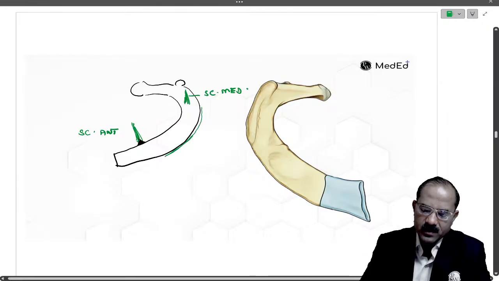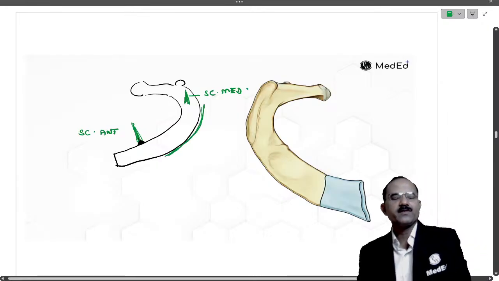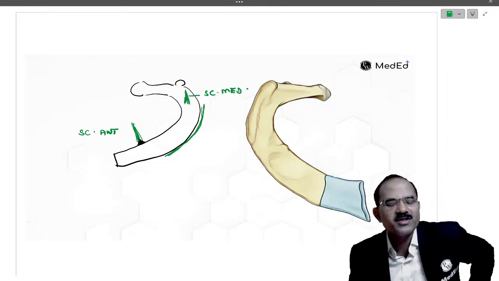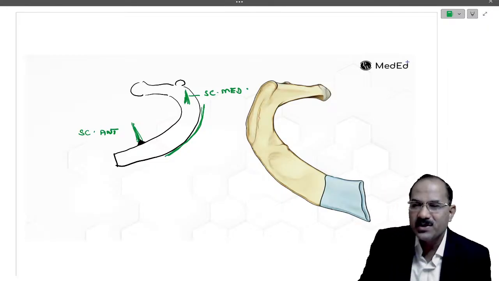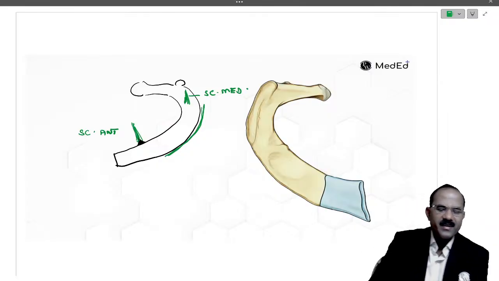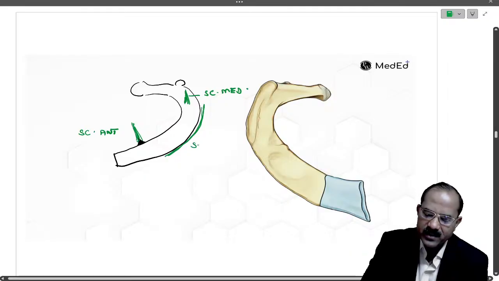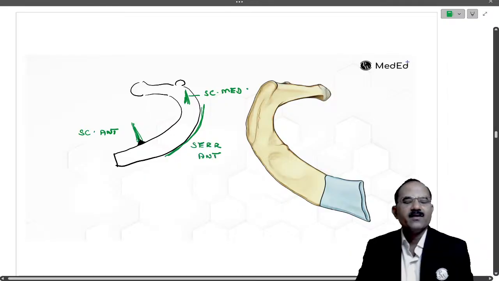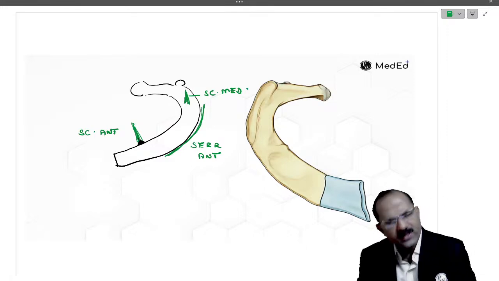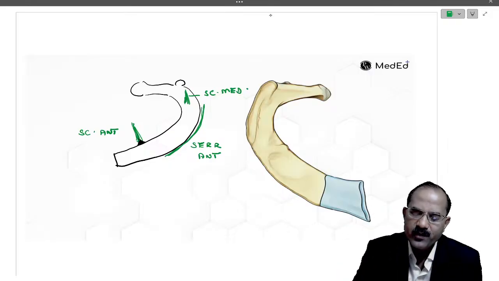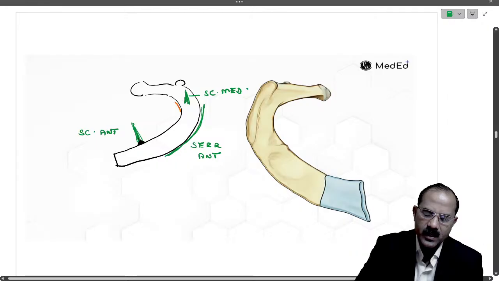What is this muscle which is attached to the outer border of the first rib? Come on, students, can you answer this? This is the serratus anterior. Very nice. Serratus anterior. External intercostal is also there, but this muscle is serratus anterior. The first digitation.